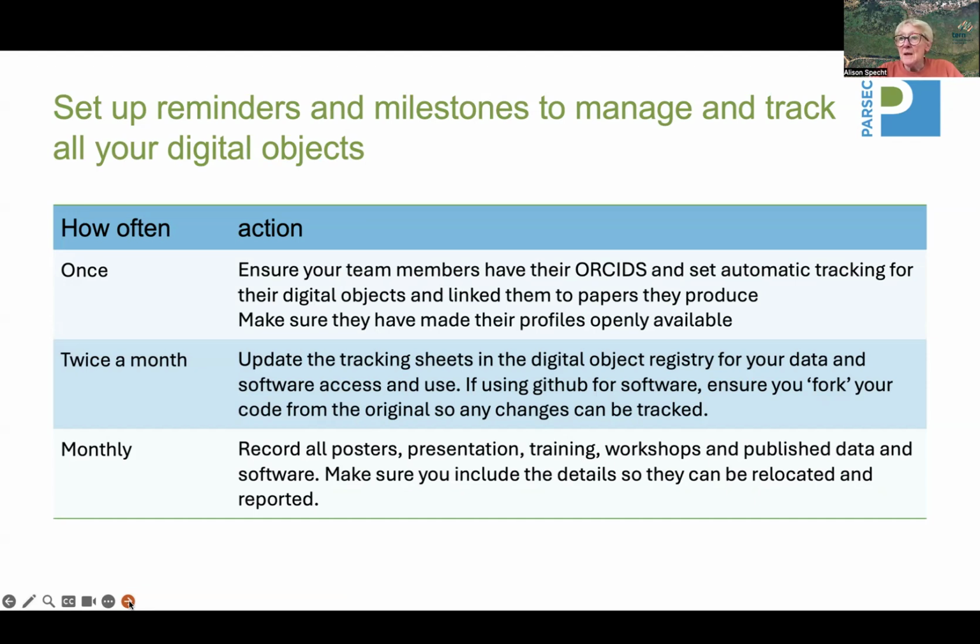Twice a month, someone should check the tracking sheets in the digital object registry. Those tracking sheets are in that registry. It's usually a folder of some sort for the data and software access and use. And if using GitHub, ensure the fork is happening. Monthly, record all posters and presentations, and make sure you include the details.